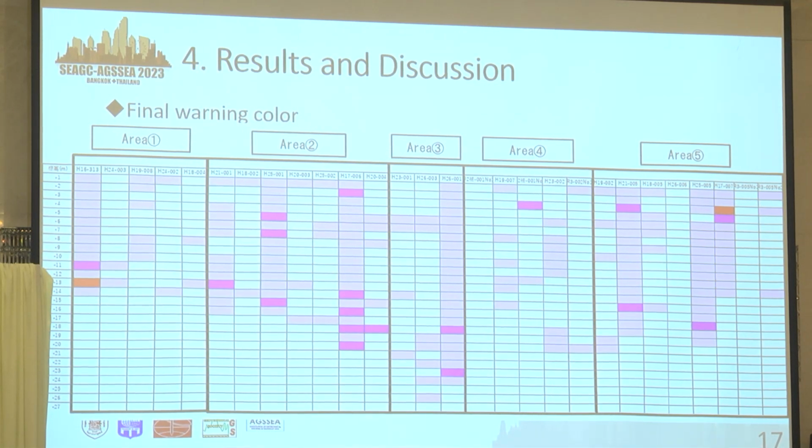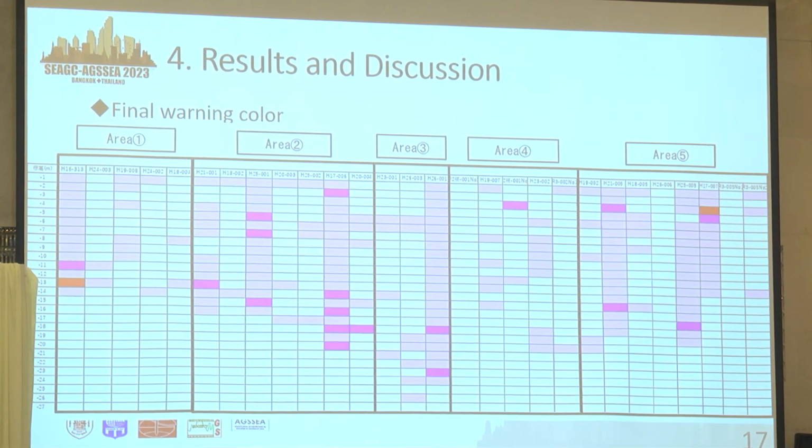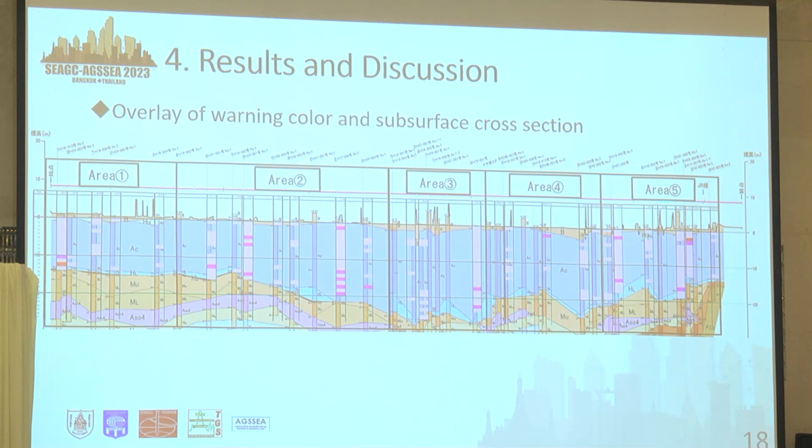The final warning color trends superimposing the above 3 factors are shown below. The transition is shown in this figure. The following figure shows the overlay diagram of the transition of warning color and the subsurface cross-section. In the following sections, we will discuss the characteristics that each area exhibits.